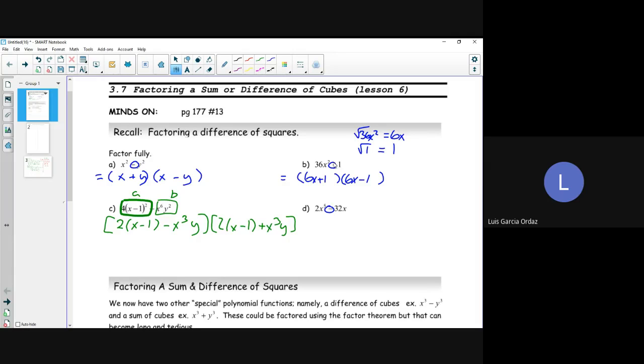But we are not done yet. What we have to do next is FOIL the 2 into our brackets. After we FOIL the 2, we can expand and simplify the brackets. So what we are going to be left with is 2x minus 2 minus x to the 3 times y, multiplied by 2x minus 2 plus x to the 3 times y.